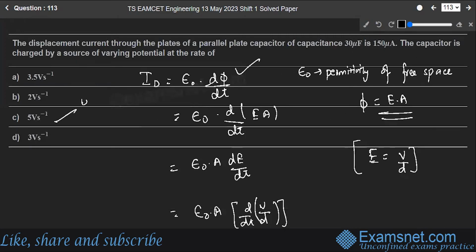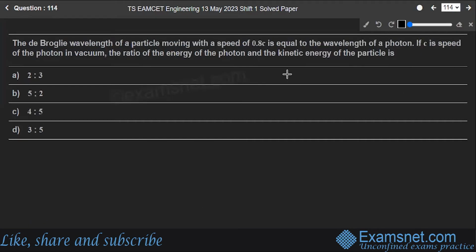Here you have option C is the correct answer. Hope you understood that. Next is question number 114. The de Broglie's wavelength of a particle moving with a speed of 0.8 c is equal to the wavelength of the photon. If c is the speed of the photon in vacuum, the ratio of energy of the photon and the kinetic energy of the particle is.